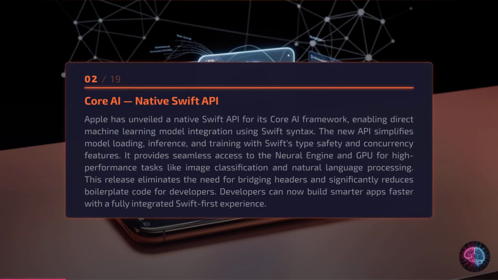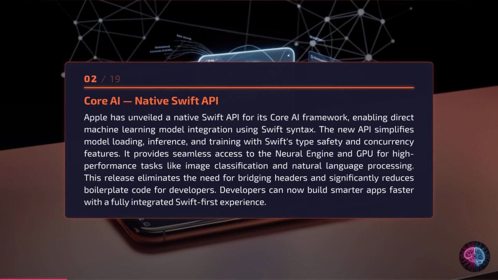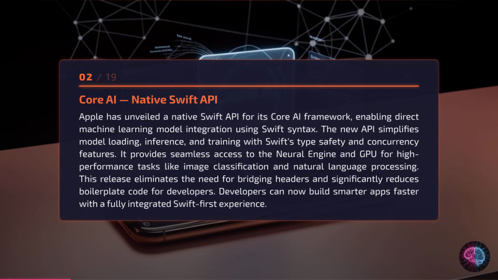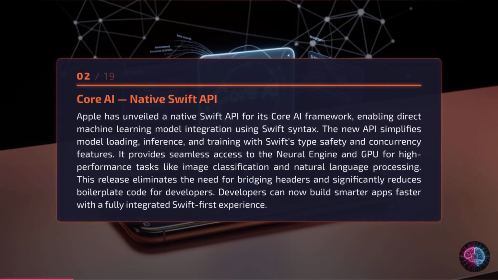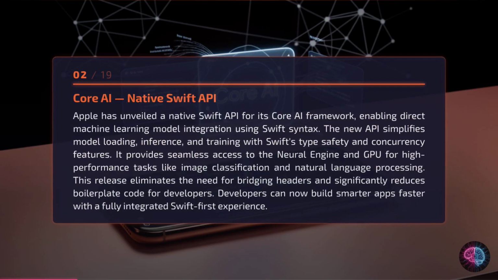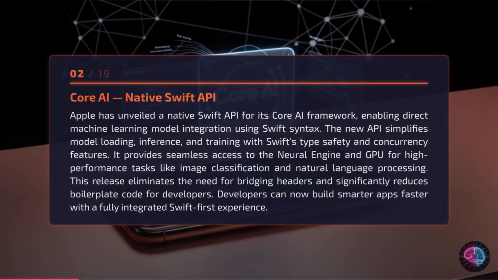Apple has unveiled a native Swift API for its Core AI framework, enabling direct machine learning model integration using Swift syntax. The new API simplifies model loading, inference, and training with Swift's type safety and concurrency features. It provides seamless access to the neural engine and GPU for high-performance tasks like image classification and natural language processing.